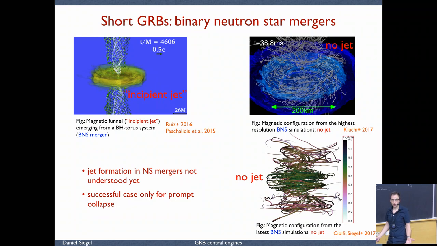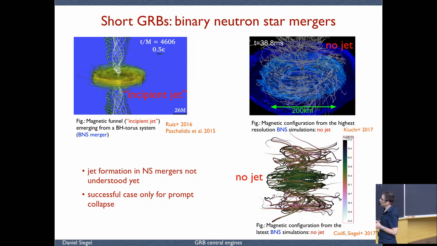However, other groups have tried to do the same exercise and simulate fairly similar systems. For example, this simulation here, or the simulation down here, where I was involved too. What was found there is that on the timescales people could run the simulation, essentially no outflow and no Blandford-Znajek mechanism was actually activated. There was not a significantly strong poloidal magnetic field being generated that could drive some Poynting flux and give rise to an incipient jet or something like this.